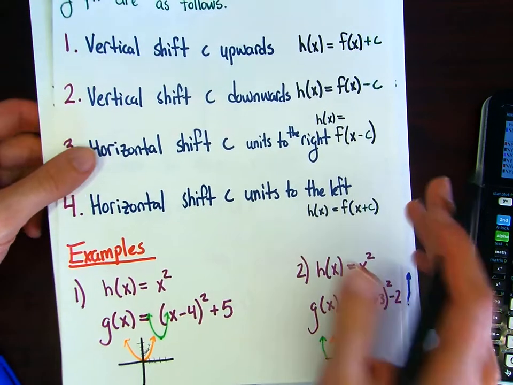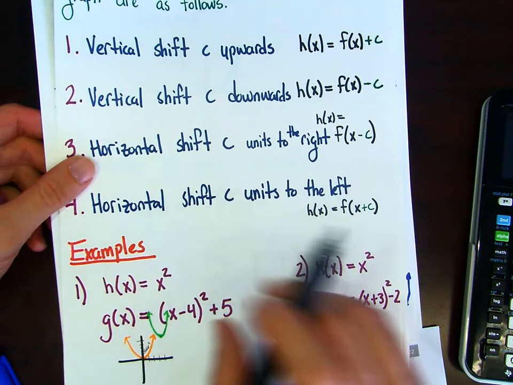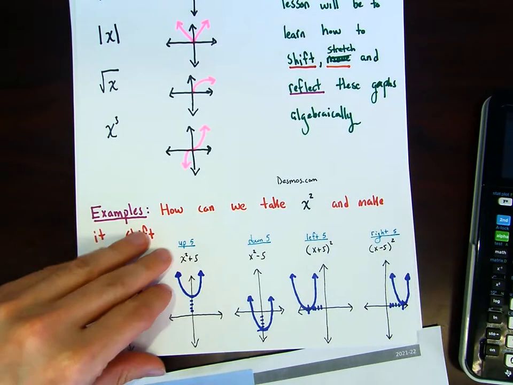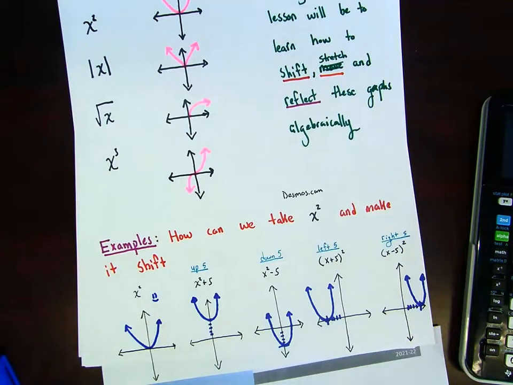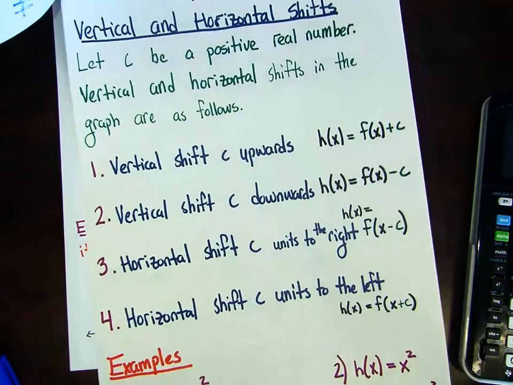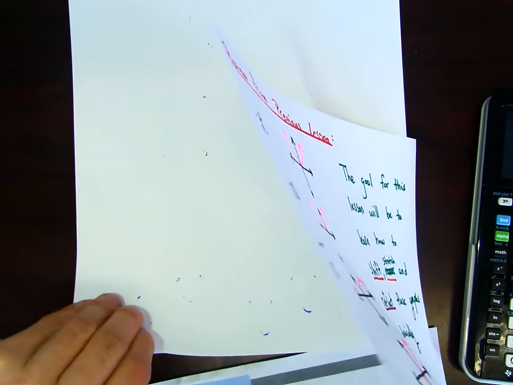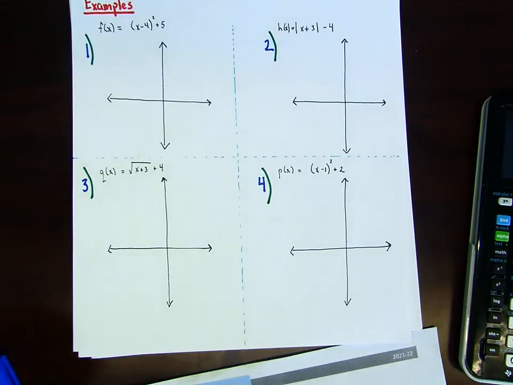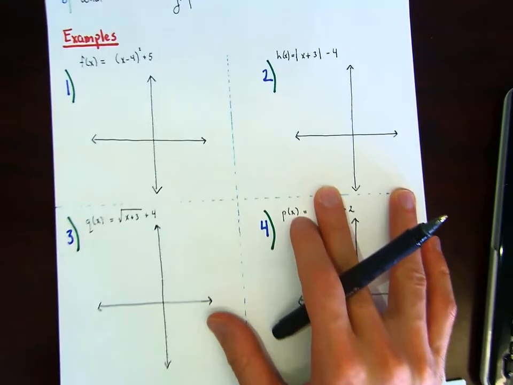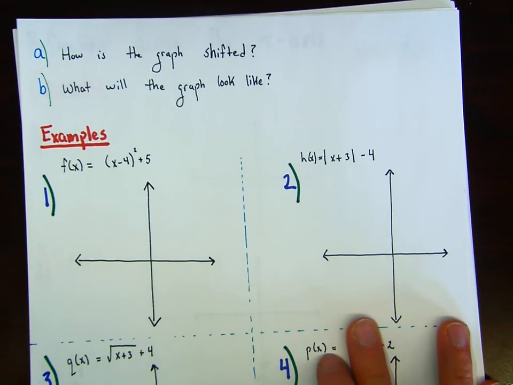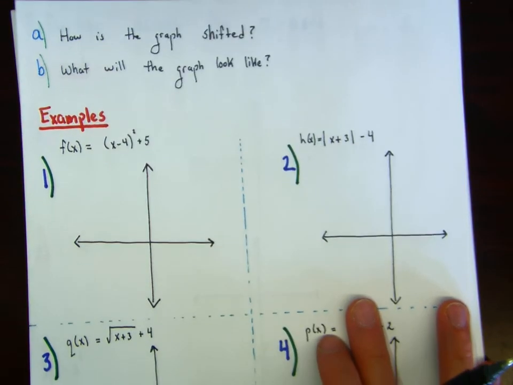Okay? And here what we're going to do is we're going to do a few questions together just so we get the feel for it. So I'm assuming that you copied this down, right? Okay, so let's do some examples together. Let's take a look at this. Here, how is the graph shifted? What will the graph look like?